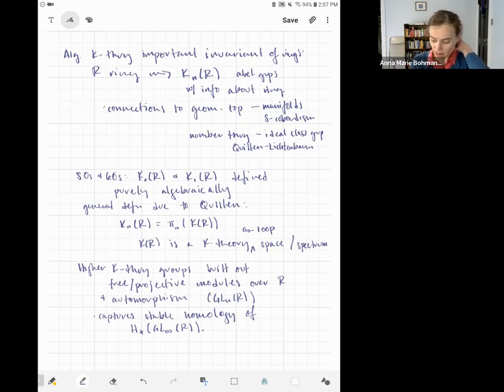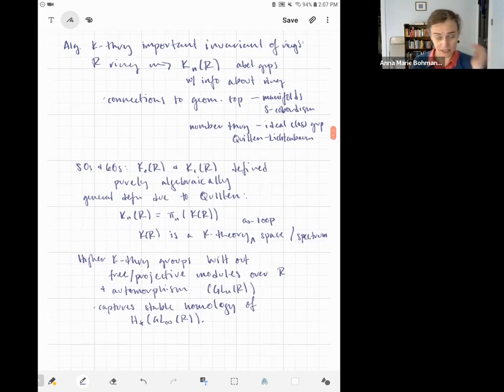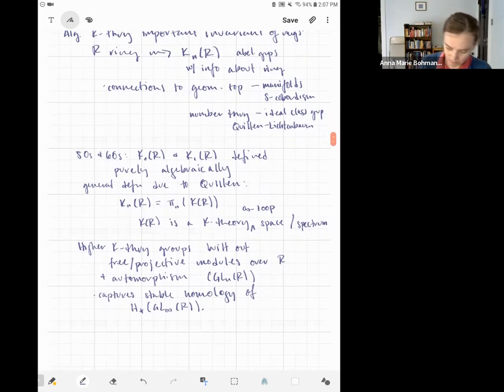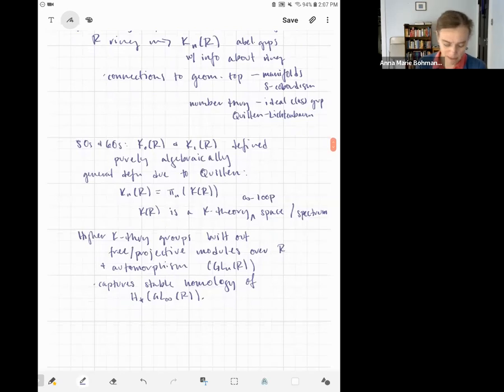One aspect I want to highlight is a particularly nice piece of structure in algebraic K-theory, and that's that of assembly maps. So this is a nice structure that we have in algebraic K-theory.